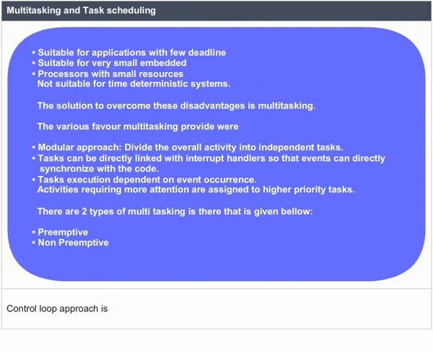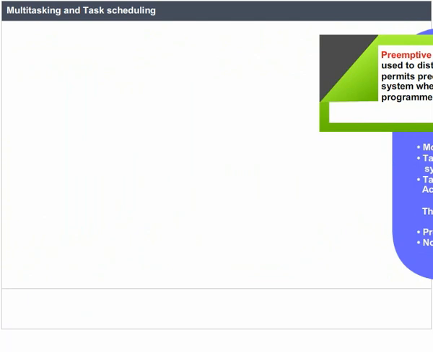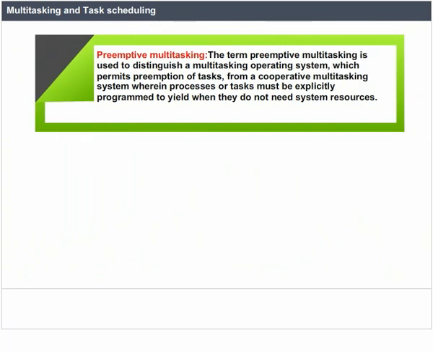There are two types of multitasking which are given below: preemptive multitasking, non-preemptive multitasking. Preemptive multitasking. The term preemptive multitasking is used to distinguish a multitasking operating system which permits preemption of tasks from a cooperative multitasking system wherein processes or tasks must be explicitly programmed to yield when they do not need system resources.